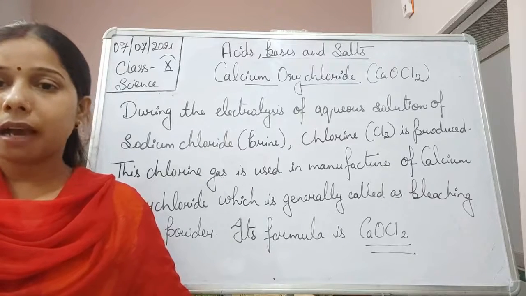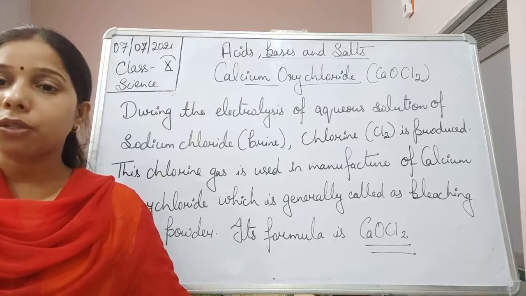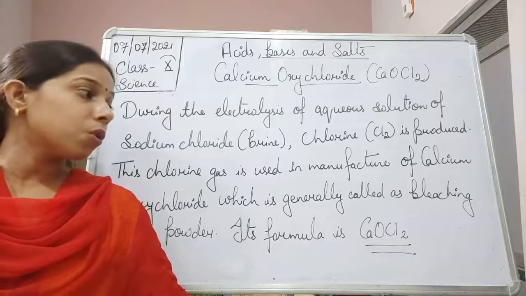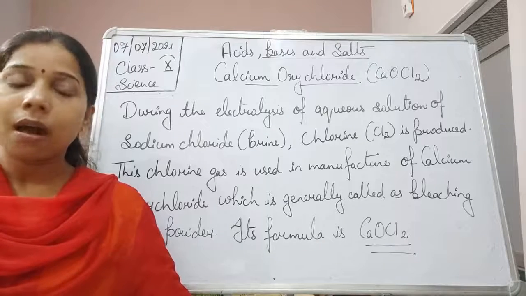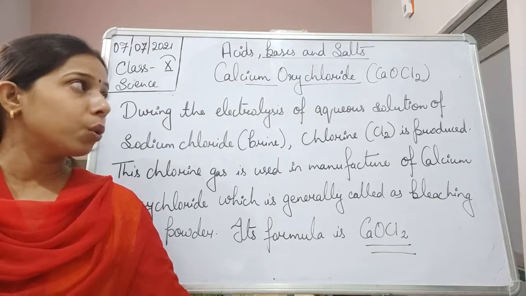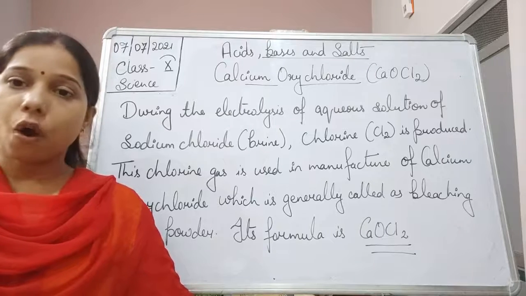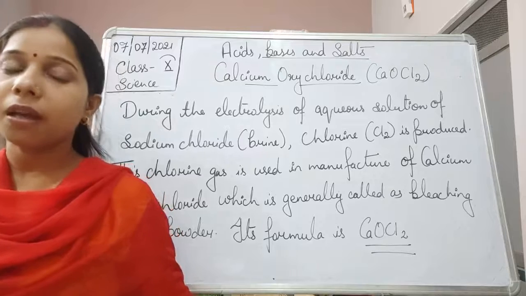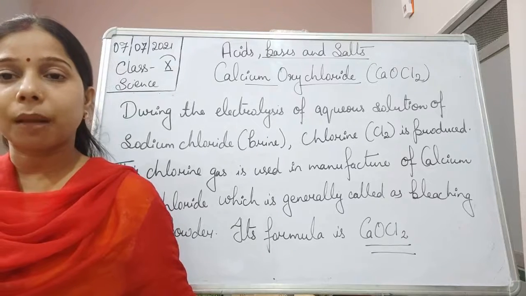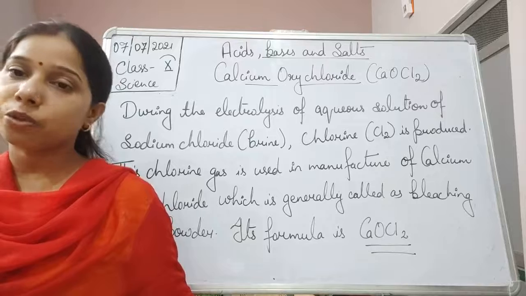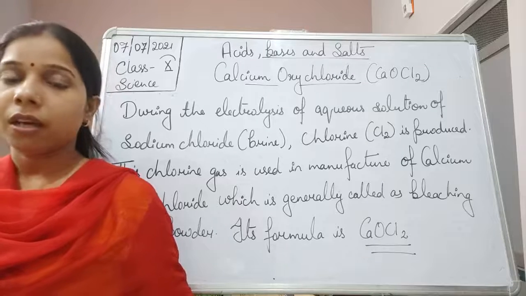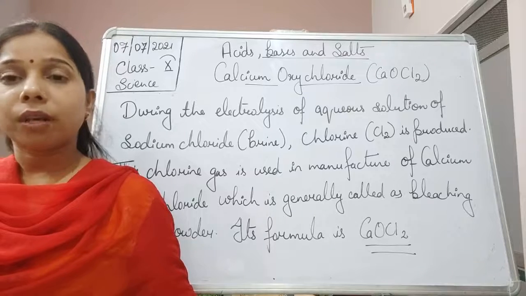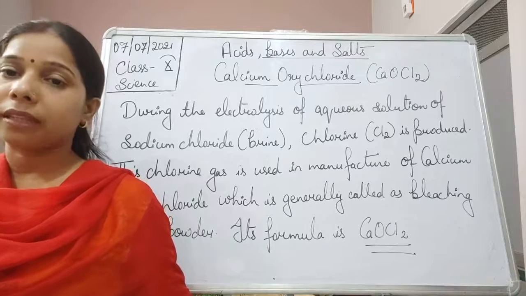This chlorine gas is used in order to make the calcium oxychloride, which is also known as bleaching powder, and the formula is given as CaOCl2. Calcium, O for oxy, and then chloride. So calcium oxychloride is the bleaching powder, students, which is made with the help of the chlorine produced in the electrolysis of the brine solution. Now let us see what the actual preparation is and what chemical reaction is involved in this preparation.